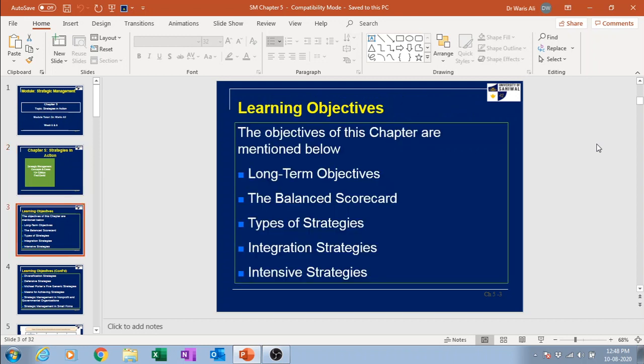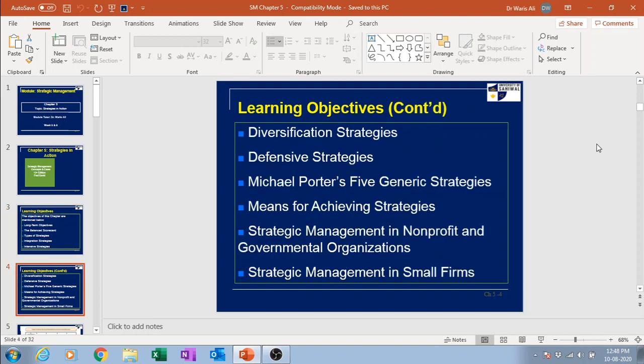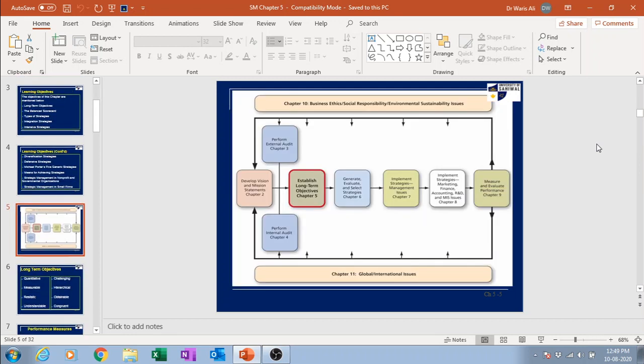So in this chapter, we will be able to discuss long-term objectives, and we will have a chat about the balanced scorecard, types of strategies, integration strategies, intensive strategies, and we will also discuss differentiation and defensive strategies. We will make comments about Porter's 5 generic strategies. We will also discuss the means to achieve those strategies and strategic management in non-profit organizations. So this, as I told you, is the 5th chapter of strategic management.